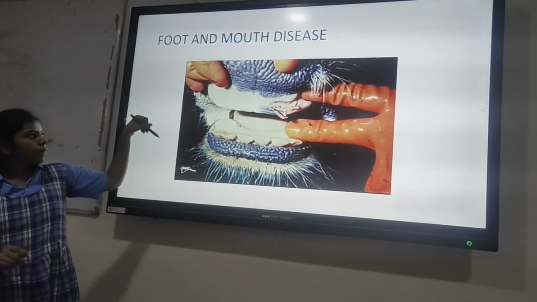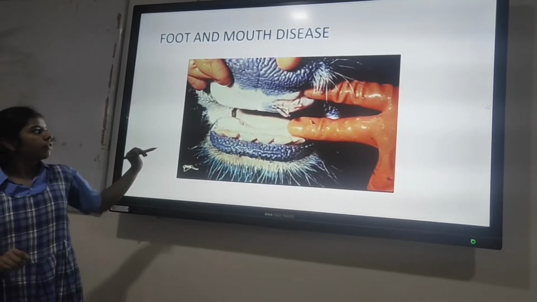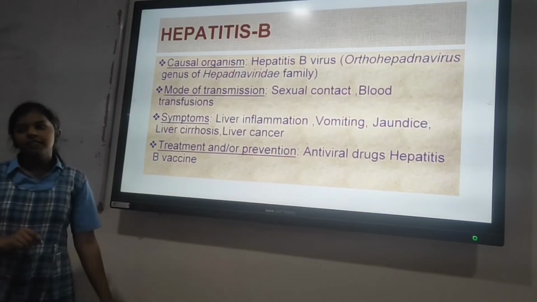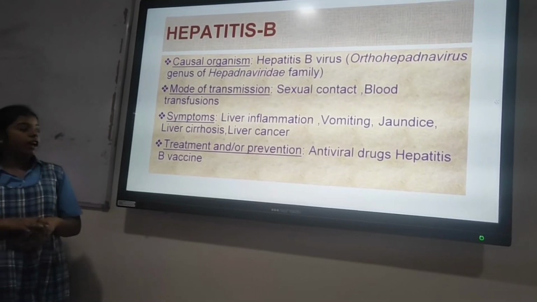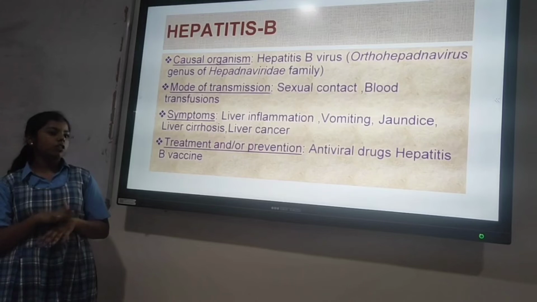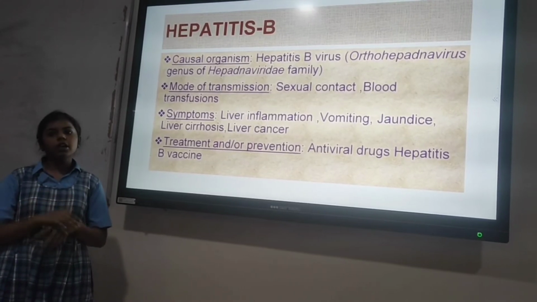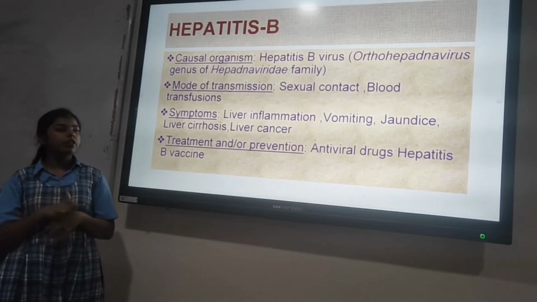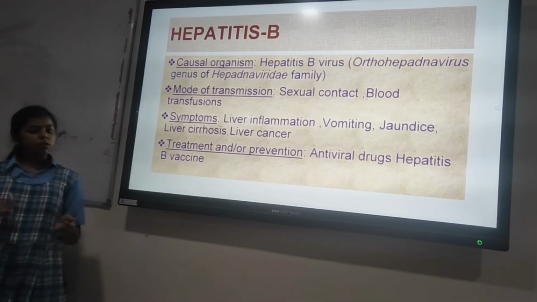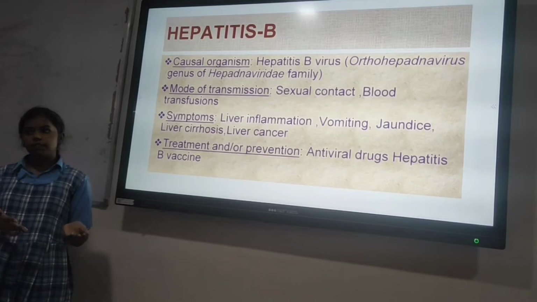This is a picture of foot and mouth disease and the blisters on the mouth of the cow. Next, hepatitis B. Hepatitis B is a disease which is caused by a virus called hepatitis B virus, which belongs to the Orthohepadnavirus genus of the Hepadnaviridae family. This can be transmitted through sexual contact or blood transfusion.